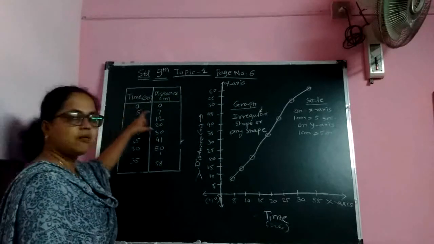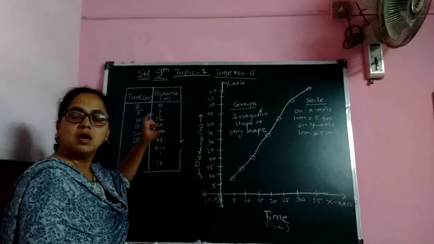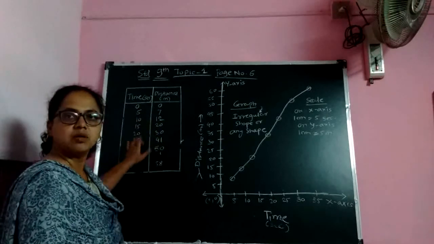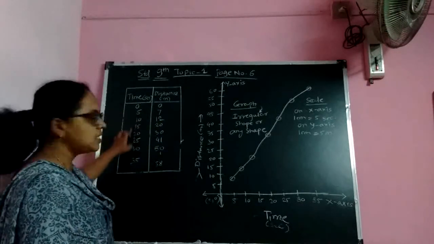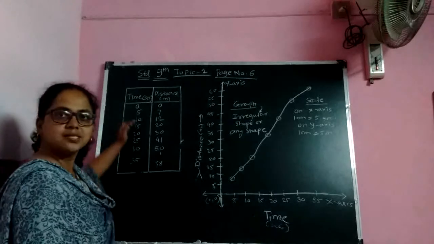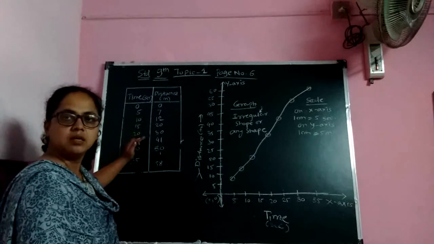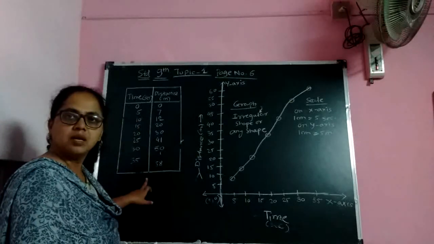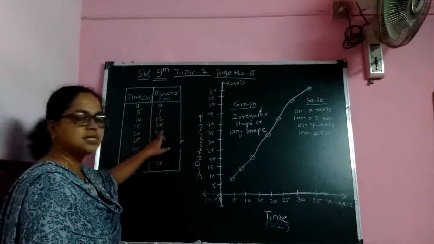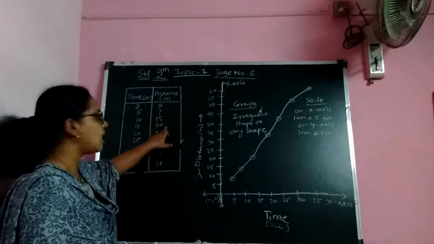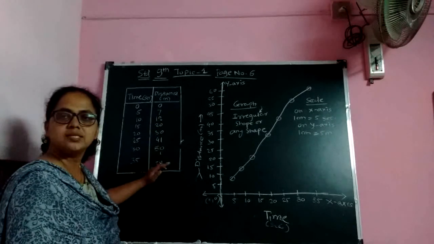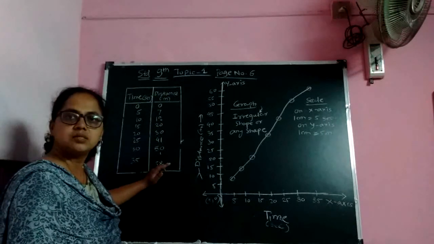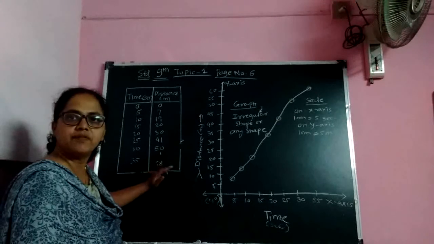So the bus covers unequal distance in equal intervals of time. That is, this time interval is the same. You can see here 5, 10, 15, 20. This is the table of 5. That is, this is an equal time interval, but the differences between these distances are not the same. So you can see here the bus covers unequal distance in equal intervals of time.